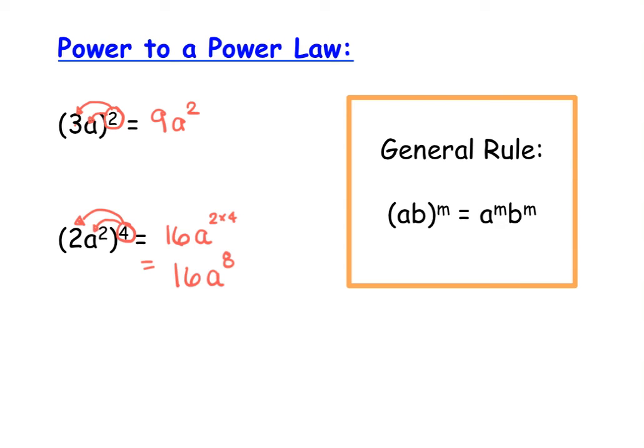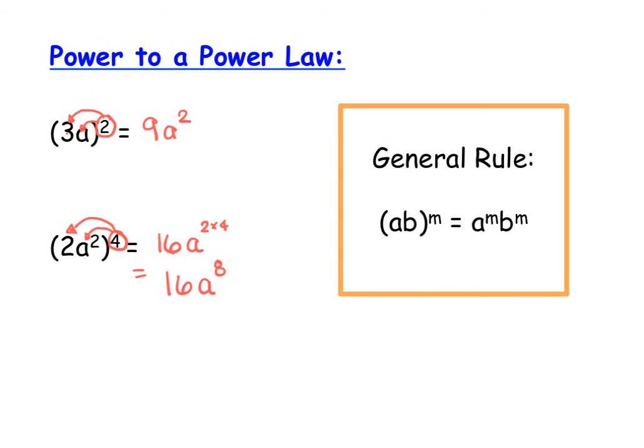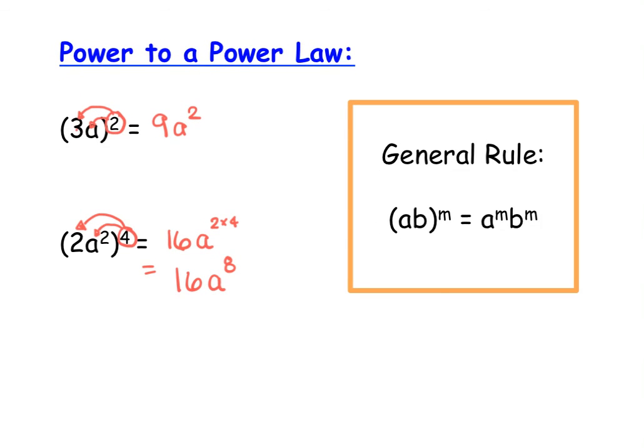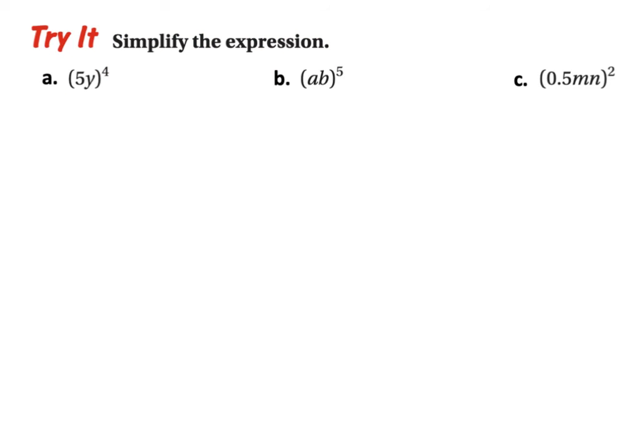So again, we have a general rule for this as well. Our general rule is if we have a, b multiplied together, all of that in parentheses, raised to the power of m, we just take that exponent m and apply it to what's inside the parentheses, which is why we get a to the power of m and b to the power of m. Here are 3 problems you can try now to apply this power to a power law.